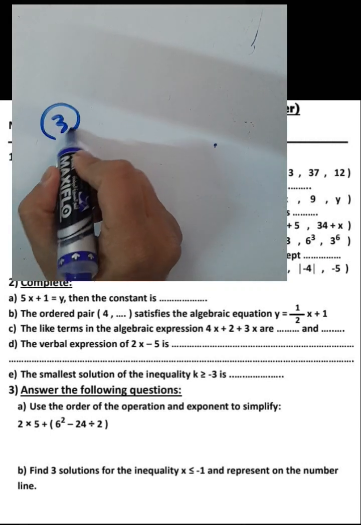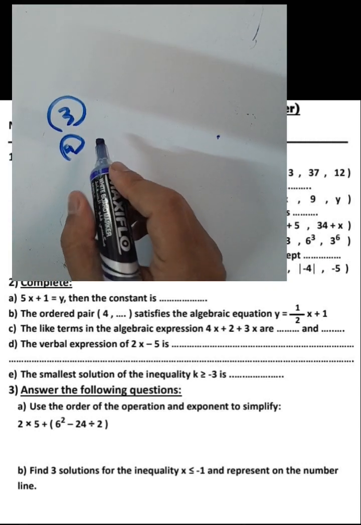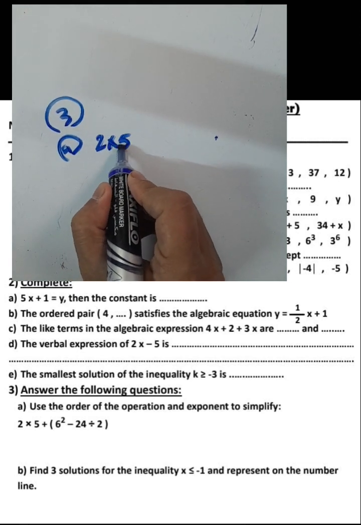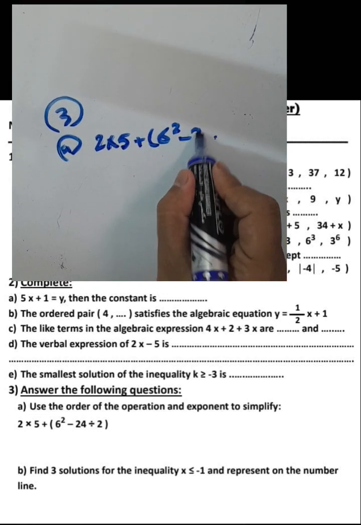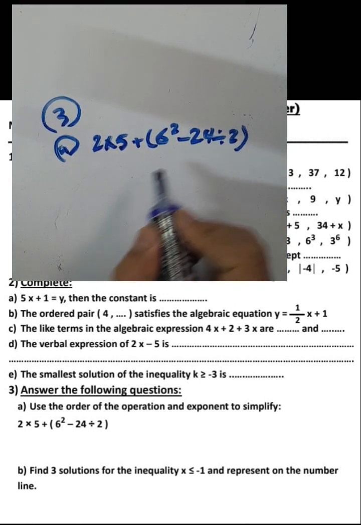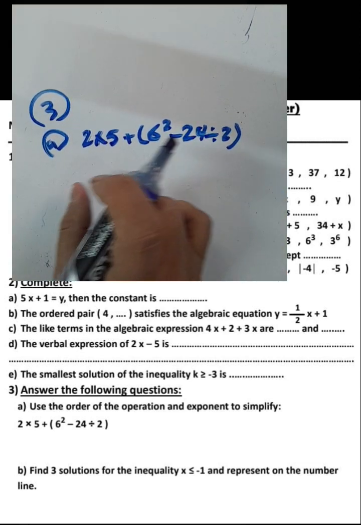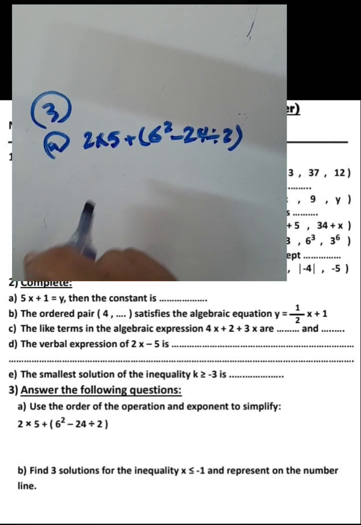Question number 3, answer the following. Letter E, use the order of operations to find this example in the simplest form: 2 times 5 plus 6 power 2 minus 24 divided by 2. It's the order of operations: parentheses first, exponent next, multiplication and division in the same step, then addition and subtraction from left-hand side to right-hand side, first come first served.